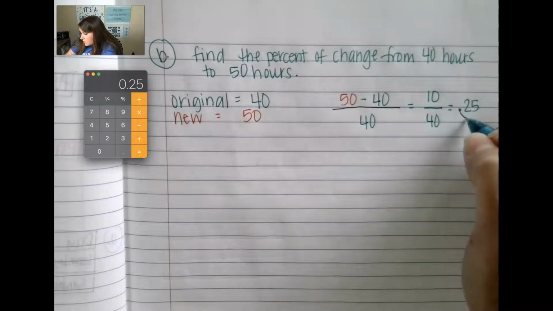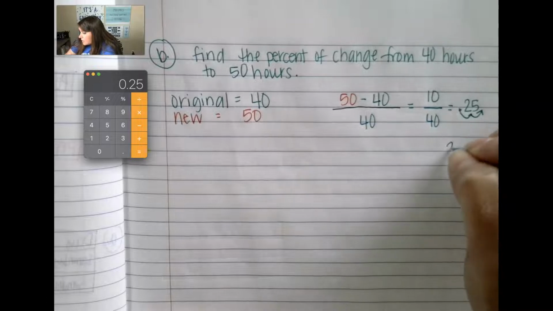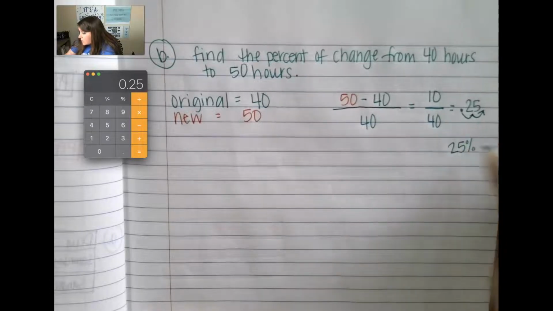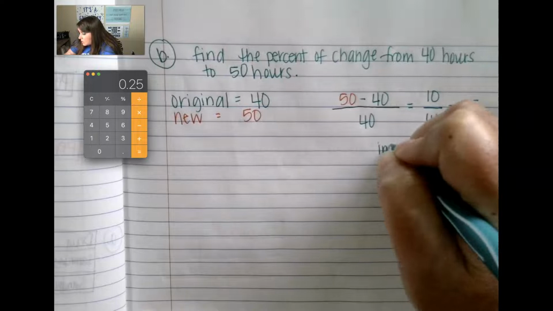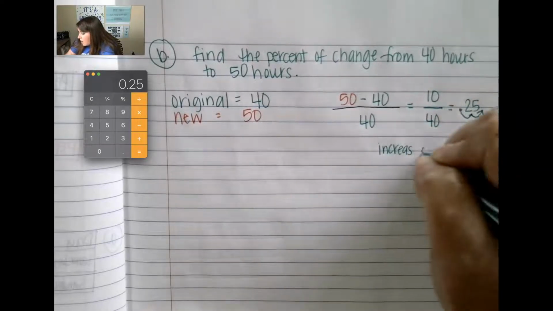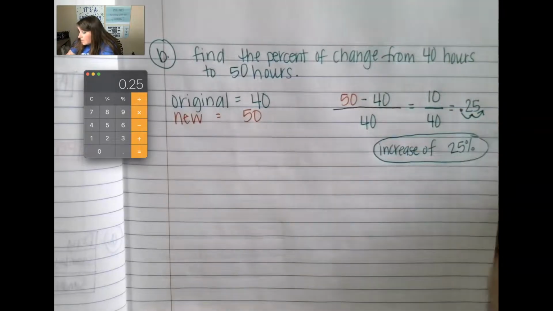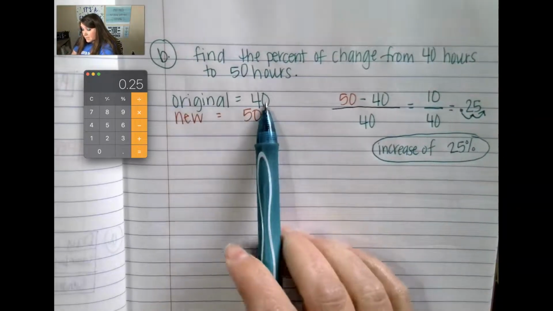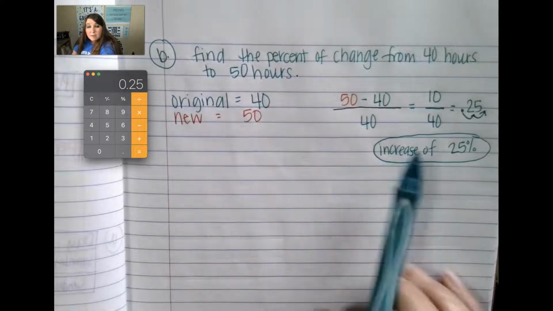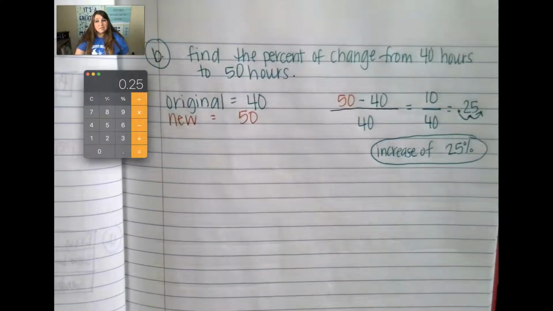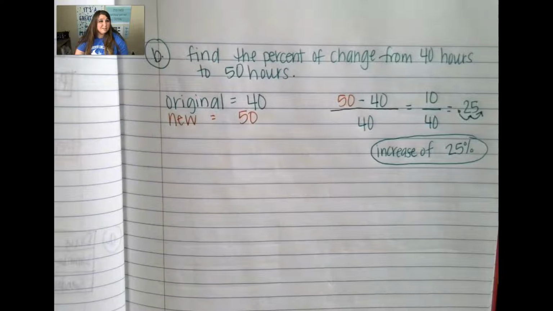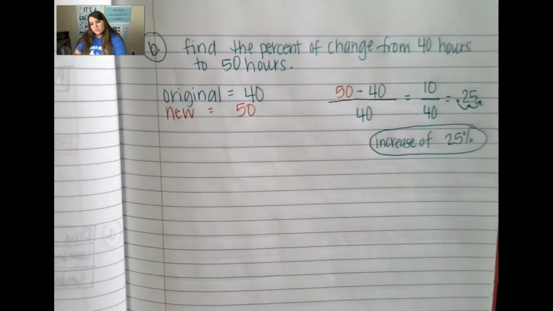So this equals 0.25. But again, we want a percentage. So we're going to move these decimals once and twice. And that gives us 25%. So our increase of 25%. So if I worked 40 hours last week and this week I work 50, my increase is an increase of 25% in my hours.